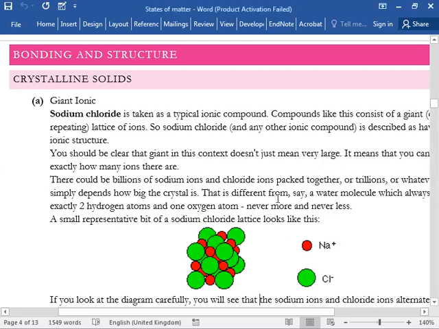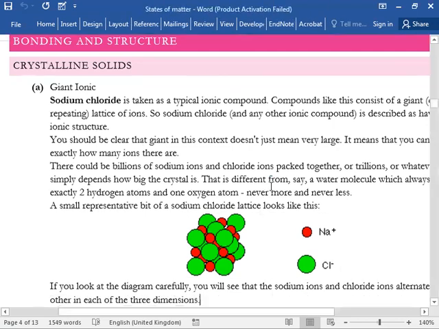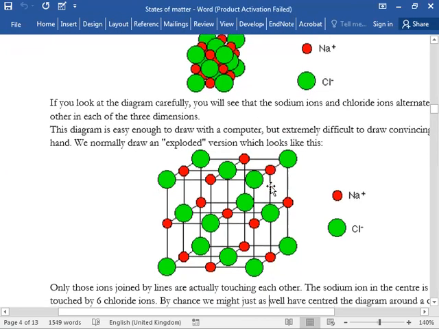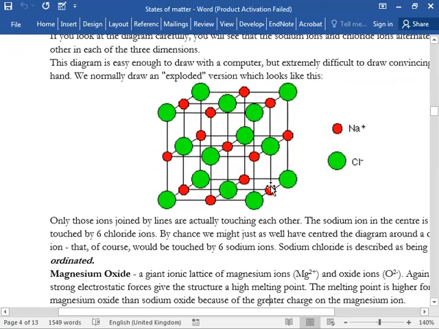Is this clear? So what does it have? It has charged particles, but those charged particles are in fixed places. They cannot move. So this is the basic structure of an ionic lattice. If I expand the entire structure, if I zoom it in for you, this is how it appears. Is this clear? You've also studied this in O levels.